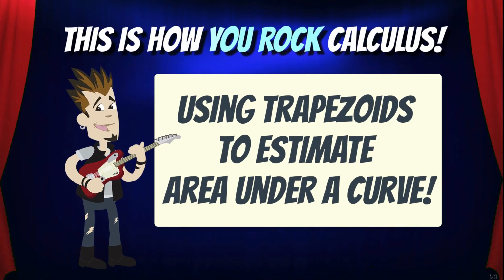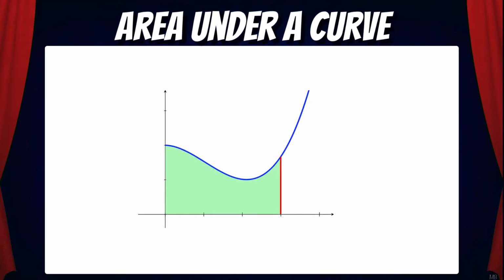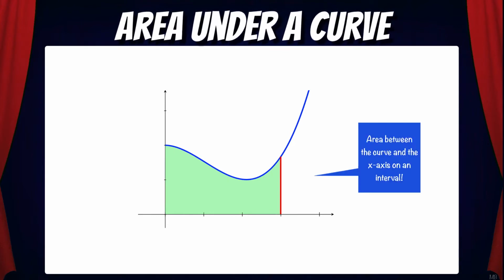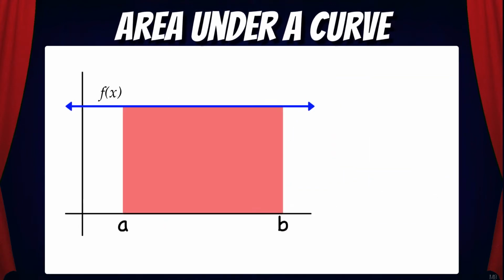Hey everybody, in this video, we're going to be talking about using trapezoids to estimate the area under a curve. Let's first review the concept of what is an area under a curve. The area under a curve is the area between the curve and the x-axis on an interval. As a very simple case, let's consider a function that's a horizontal line.